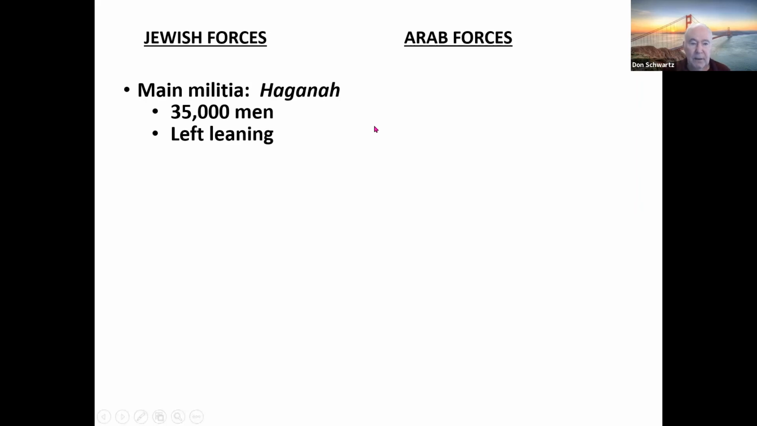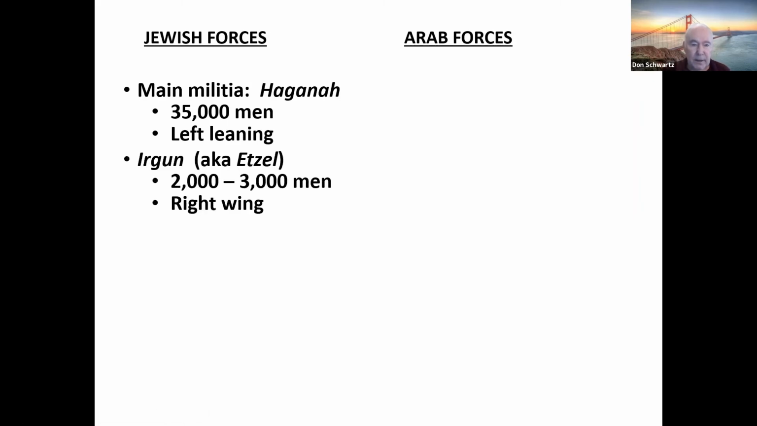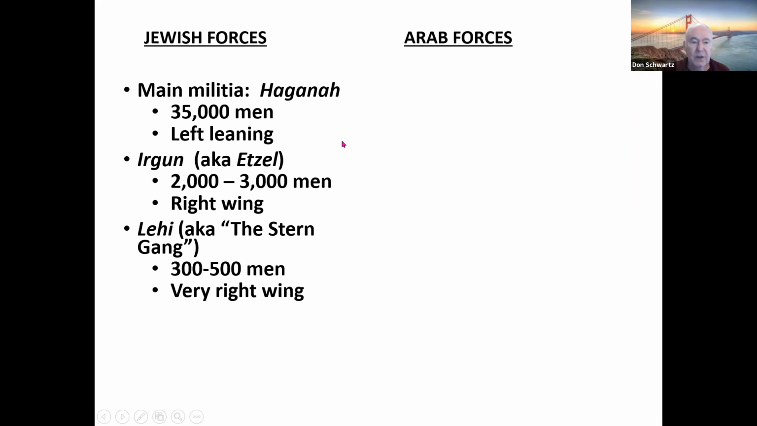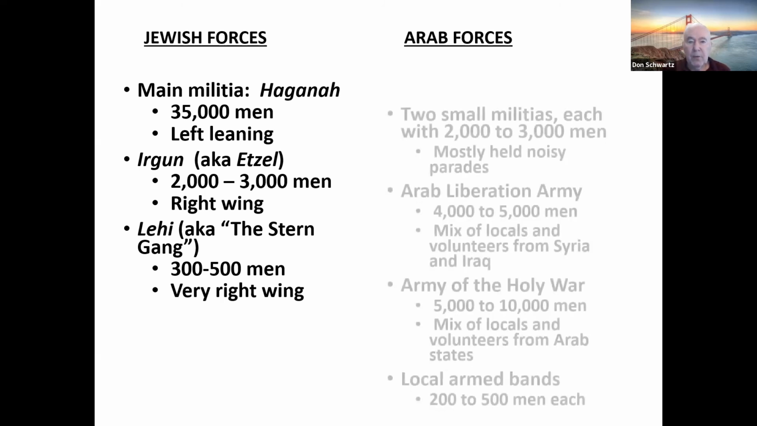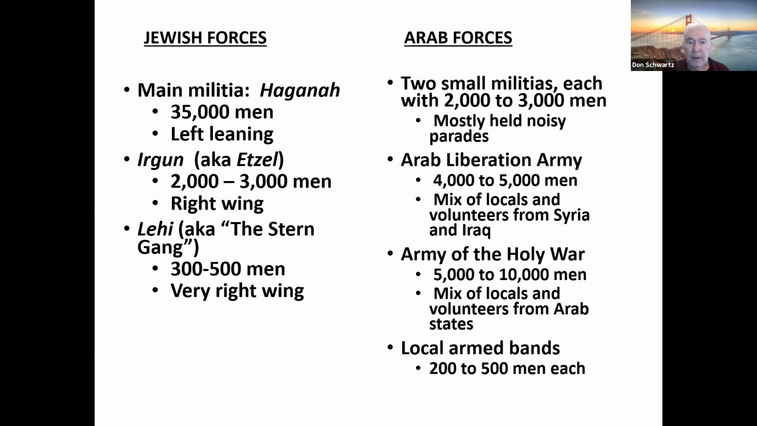35,000 in the Haganah, which was a left-leaning military organization. The Irgun, which was a right-wing military organization, had between 2,000 and 3,000 men, and the Stern Gang, which was extremely right-wing, had between 300 and 500 men, whereas the Arab forces numbered only around 20,000, with 2,000 to 3,000 men in small militias.